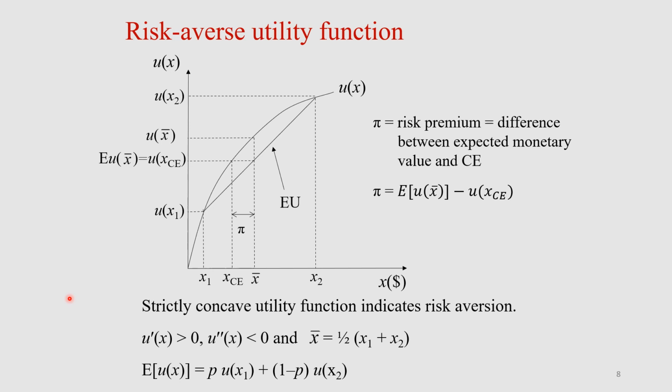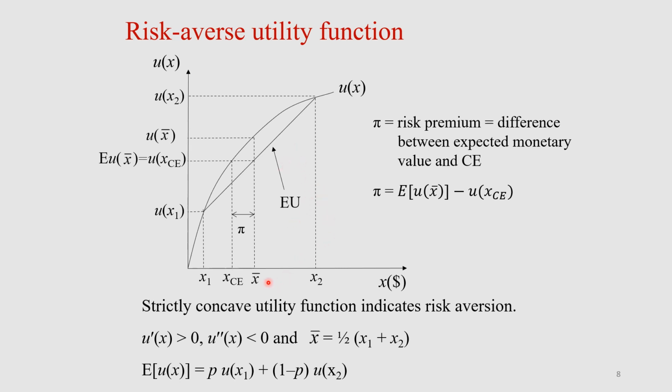Now with a risk-averse utility function, we get a little bit more complication. So we have this utility function which looks like this, and what we're interested in is an income x1 here, which sits on this utility function, and we get u(x1). So the utility of x1 is u(x1). The utility of x2 is u(x2). And if we draw a straight line between these 2 points, that gives us the expected utility.